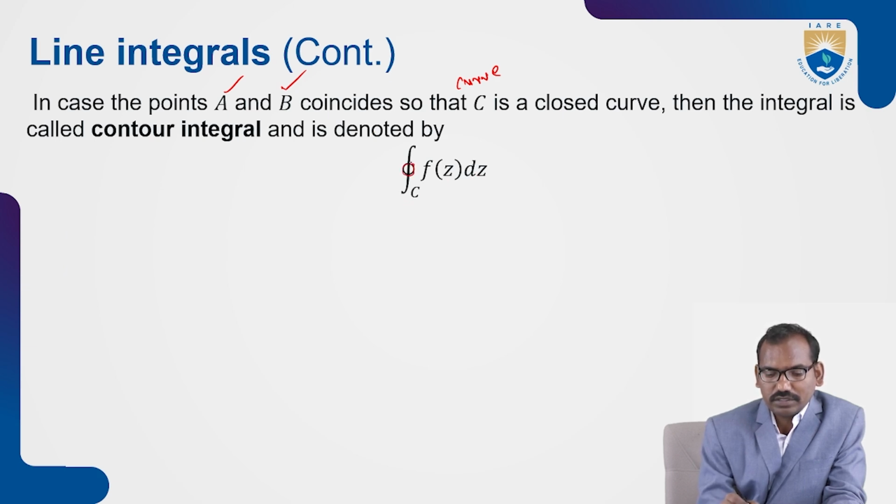Here you can observe this circle, which we write on the integral symbol only when the curve C is a closed curve. So what is meant by a closed curve? In a closed curve, the starting point and ending point are the same. So if you are performing integration along a closed curve, that integral we call a contour integral.